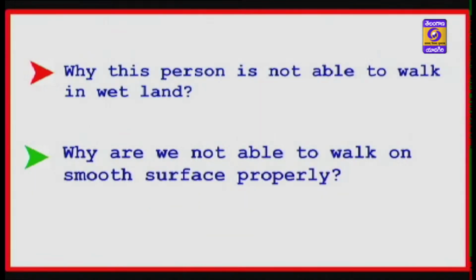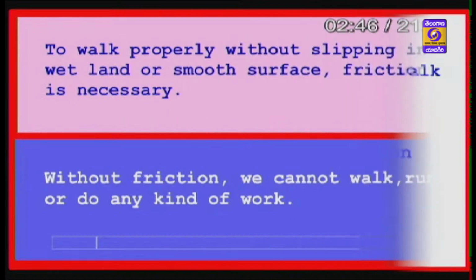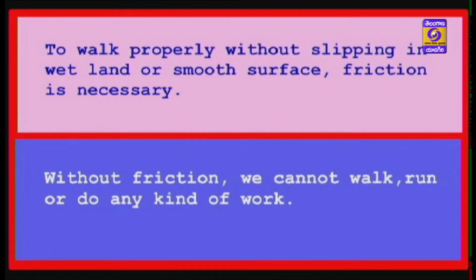Why is this person not able to walk on wet land? Why are we not able to walk on a smooth surface properly? To walk properly without slipping on wet land or a smooth surface, friction is necessary. Without friction, we cannot walk, run or do any kind of work. So, friction is necessary for doing any kind of work.